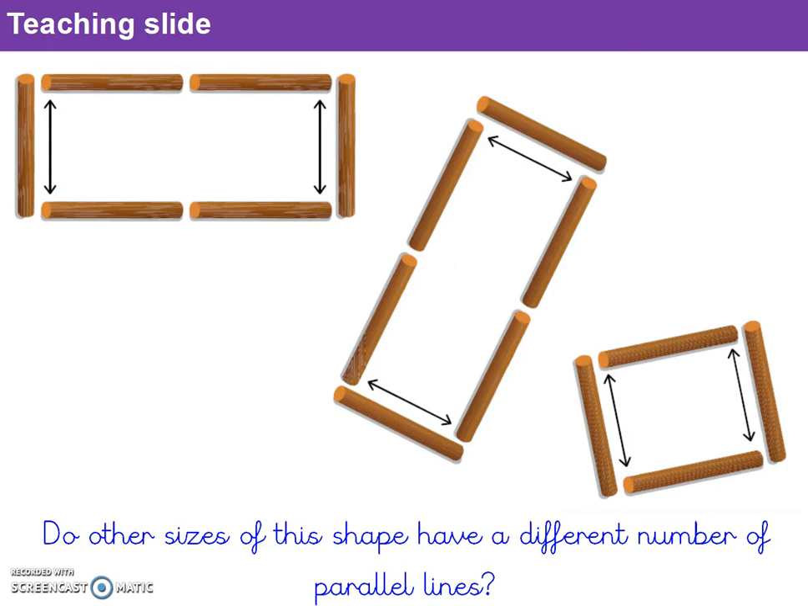Now, just out of interest, could I make a quadrilateral that does not have two pairs of parallel lines? Pause the video for a moment and see whether you can test that out to see whether all quadrilaterals, all four-sided shapes, have two pairs of parallel lines, or whether you can create one which doesn't match that criteria.